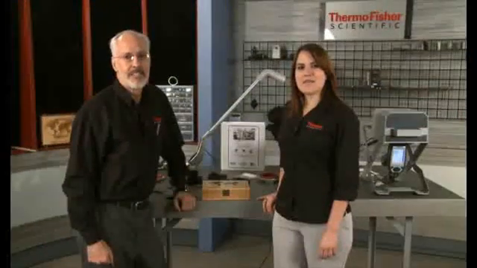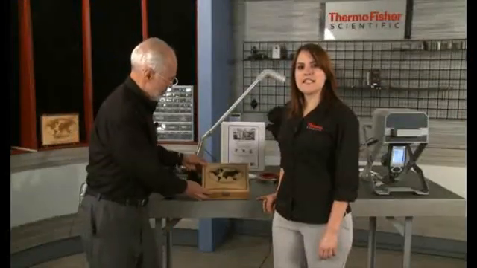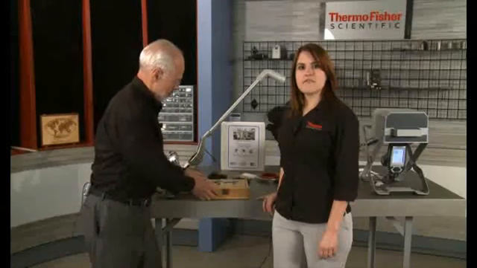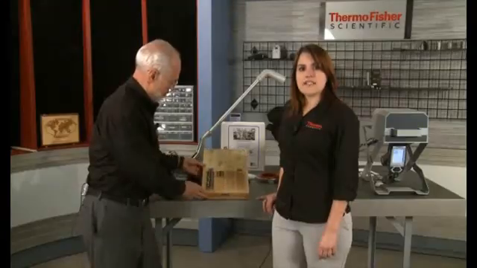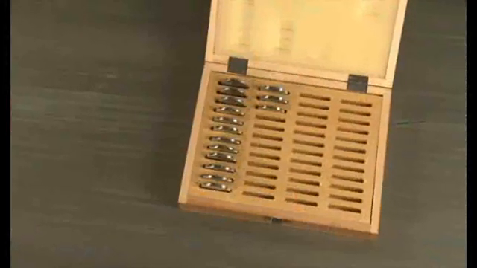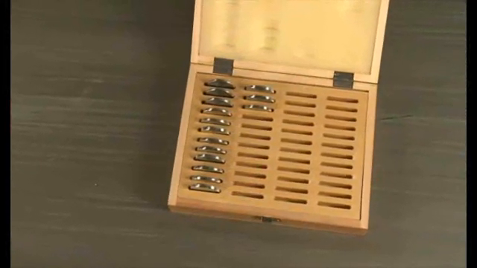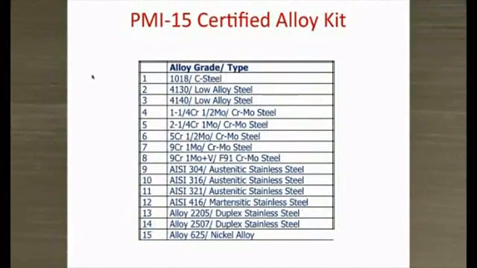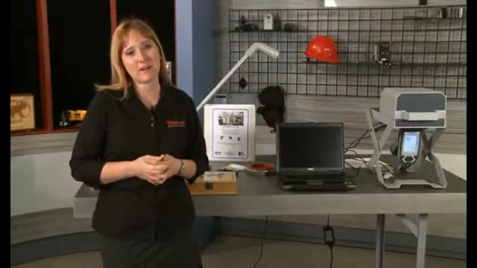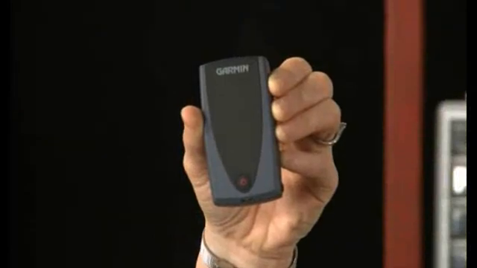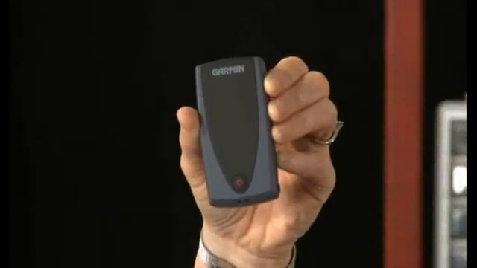Also included in the complete PMI kit is a suite called the PMI 15 kit, which is a set of 15 refinery-specific Certified Reference Materials, CRM, alloy standards. These include common refinery alloys such as low alloy steels, the chrome moly steels, austenitic stainless steels, and duplex stainless steels. These are useful for auditing and verifying analyzer performance. Another option is a Bluetooth-equipped GPS for logging location coordinates into the EPI button. This can make relocating the buttons much easier.